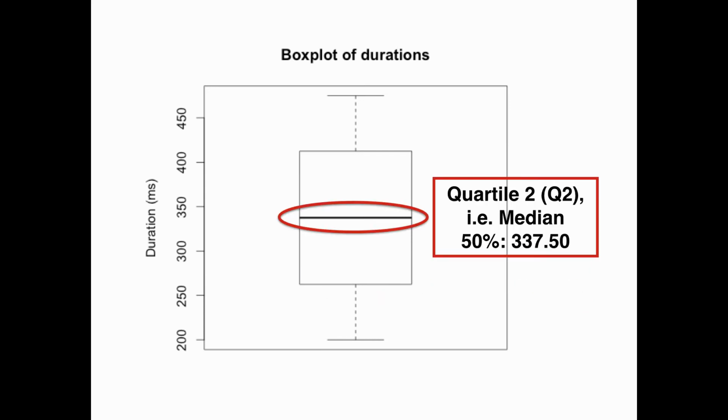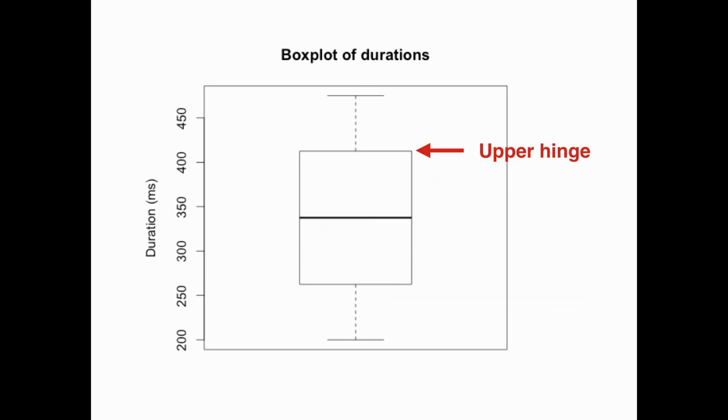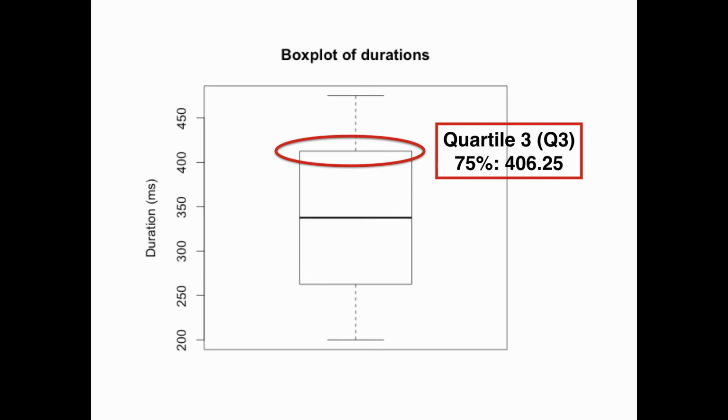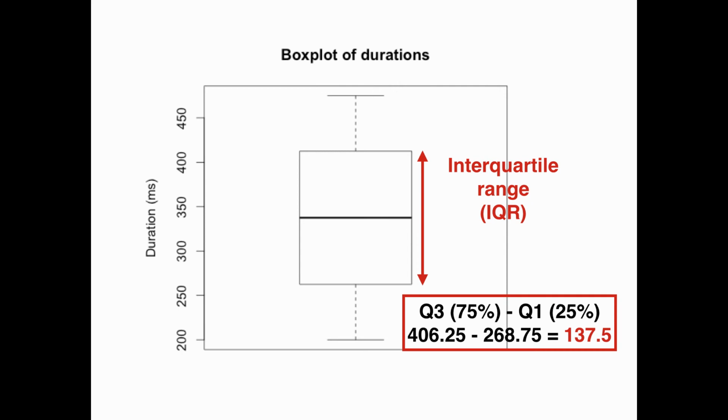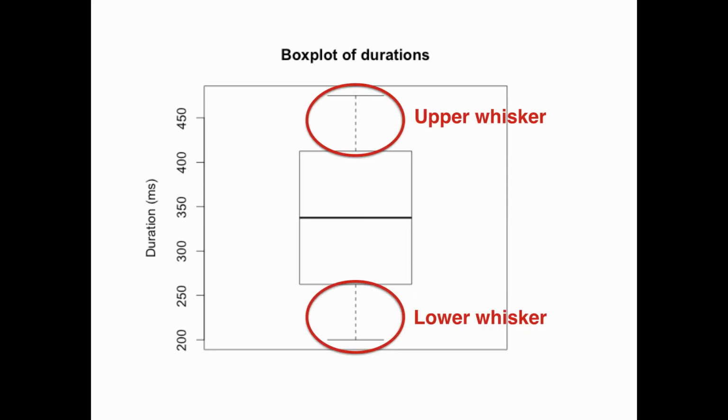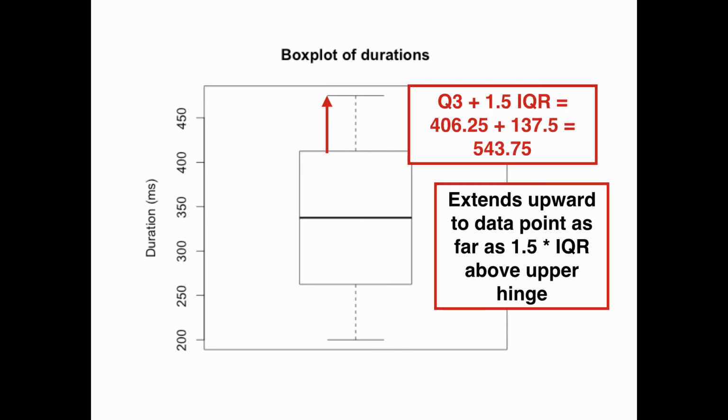Again, we have the median in the middle, and then the lower hinge is quartile 1, and the upper hinge is quartile 3. Okay, and then what about the interquartile range? Remember, since the lower hinge is 25% and the upper hinge is 75%, the interquartile range is just the distance of the box. And so Q3, quartile 3, minus Q1, quartile 1, that's going to be 137.5, like we calculated in R. And then finally we have what are called whiskers, the upper and lower whiskers. And the way we calculate those is by using the interquartile range.